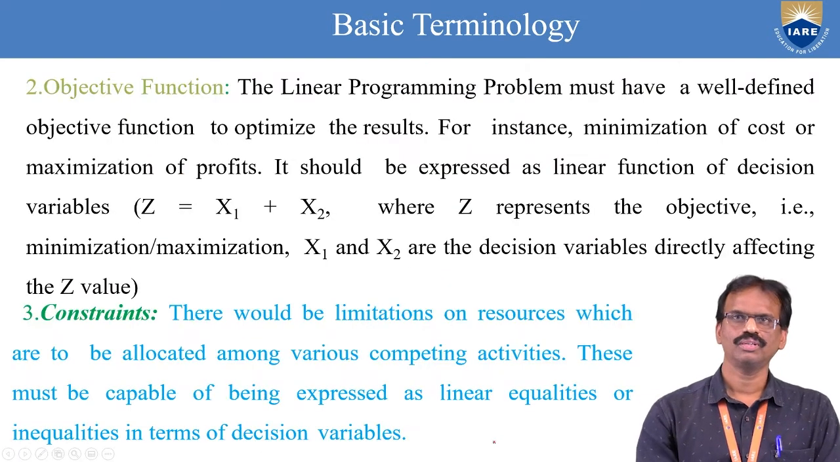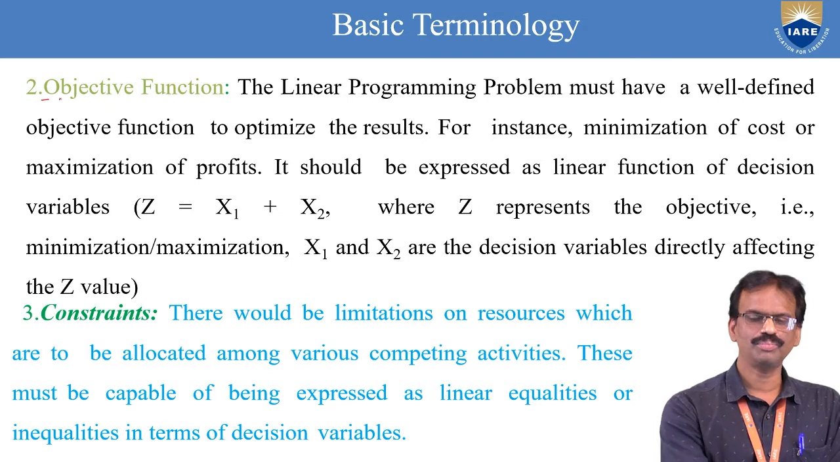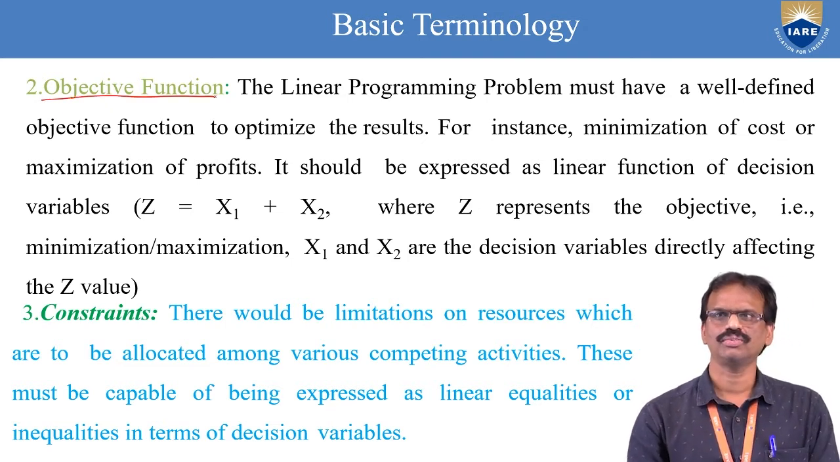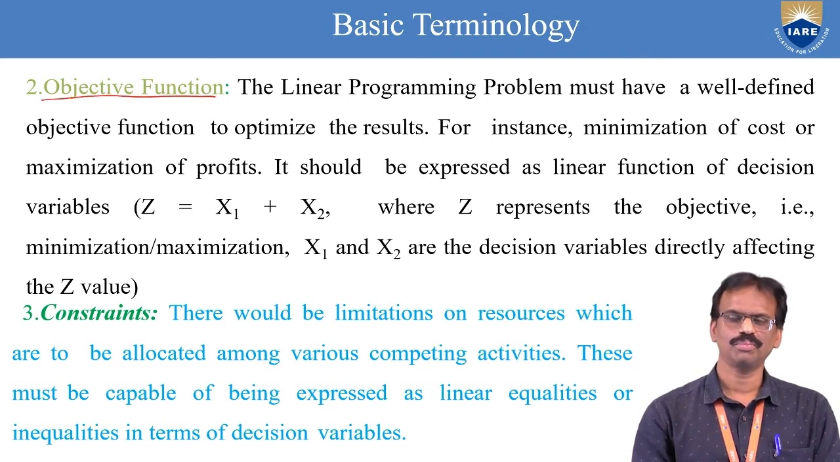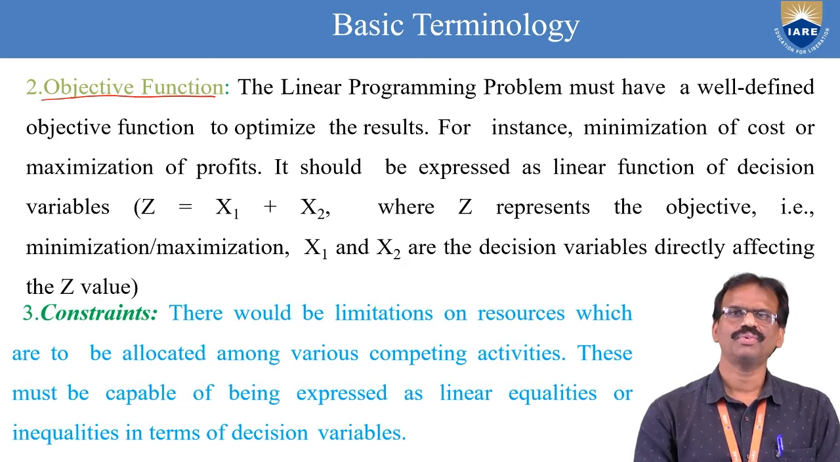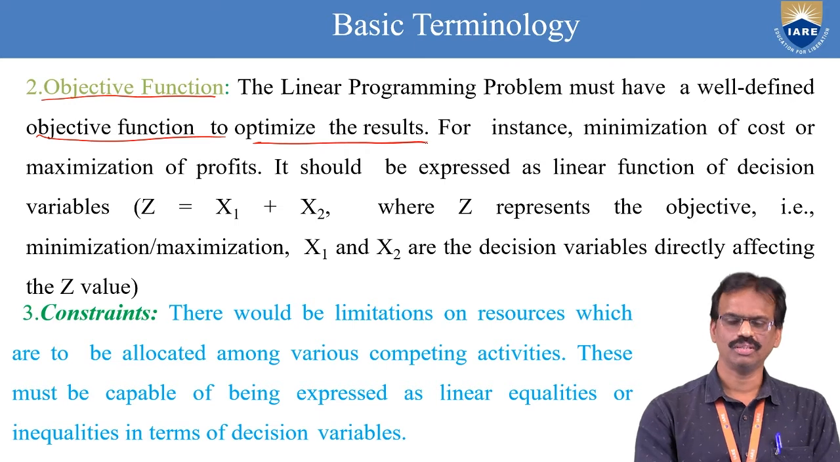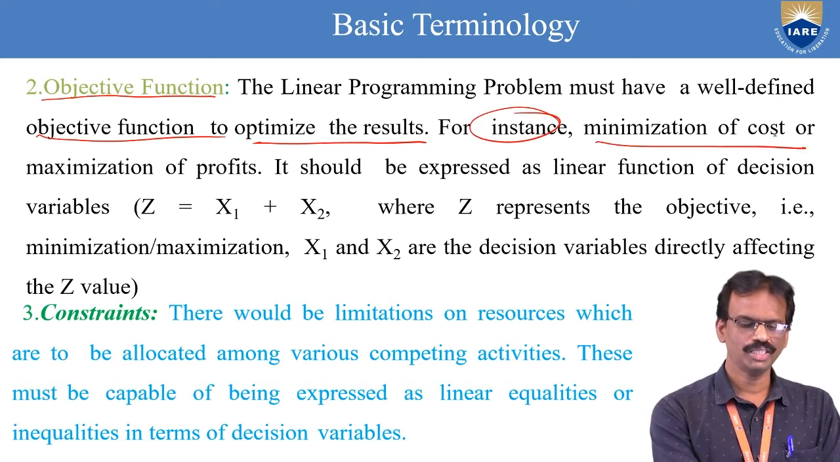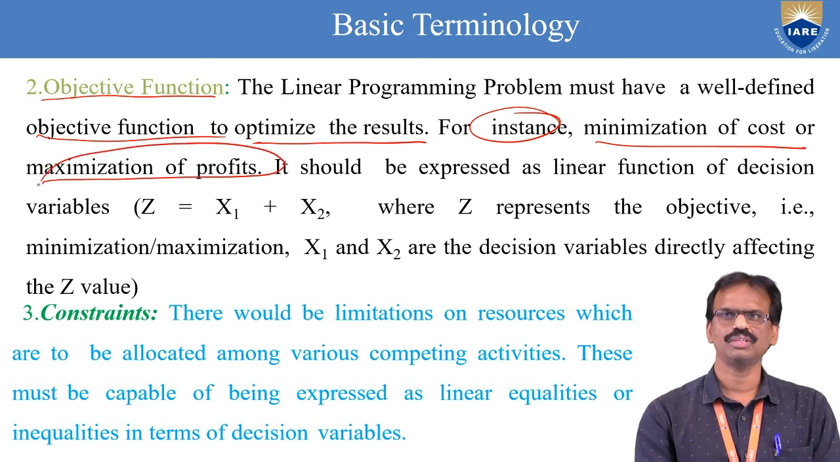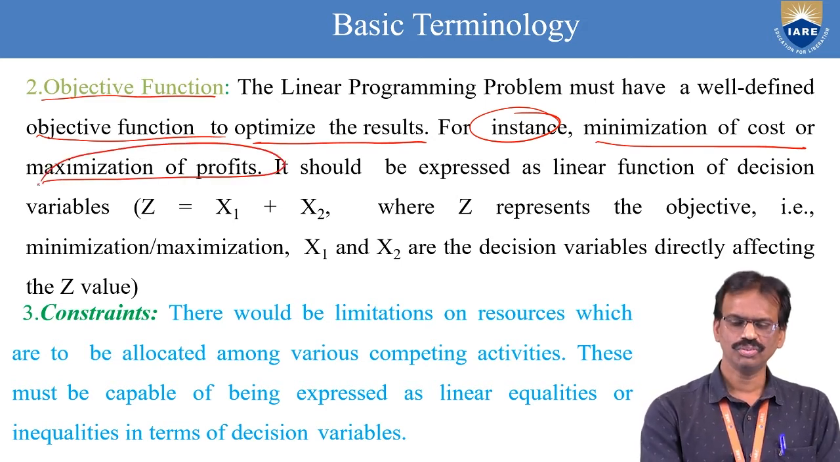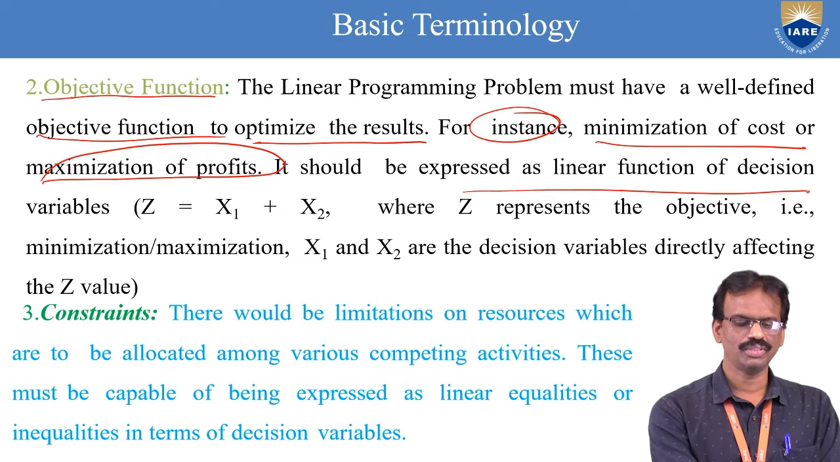So the next one is the objective function, which is very important. A linear programming problem must have a well-defined objective function to optimize the results, for instance, minimization of cost or maximization of profit. That is the objective function, and it should be expressed as a linear function of decision variables.